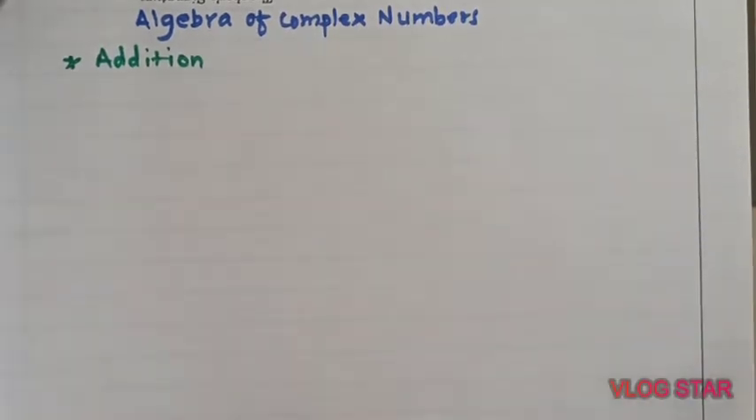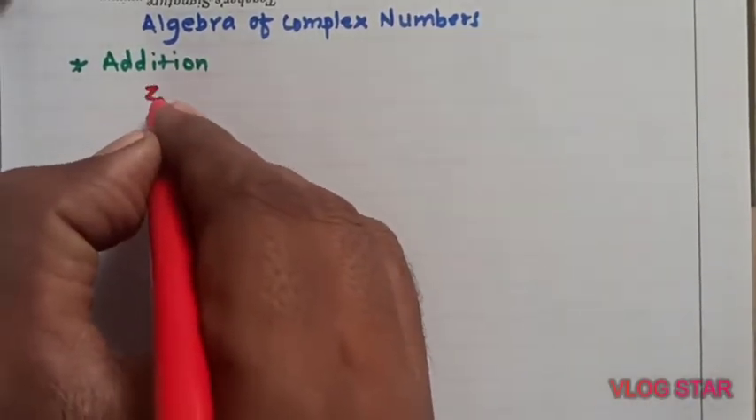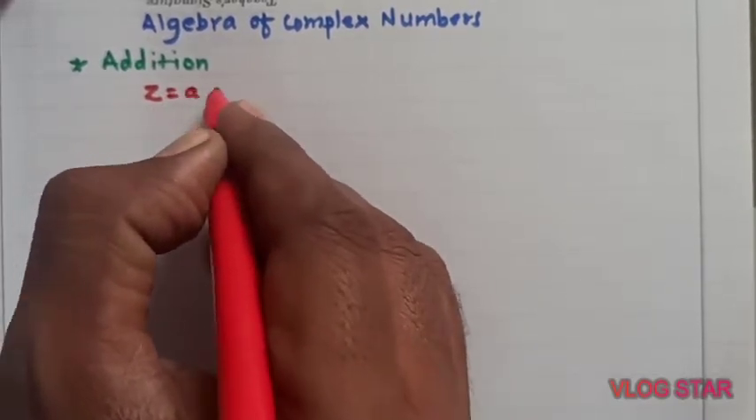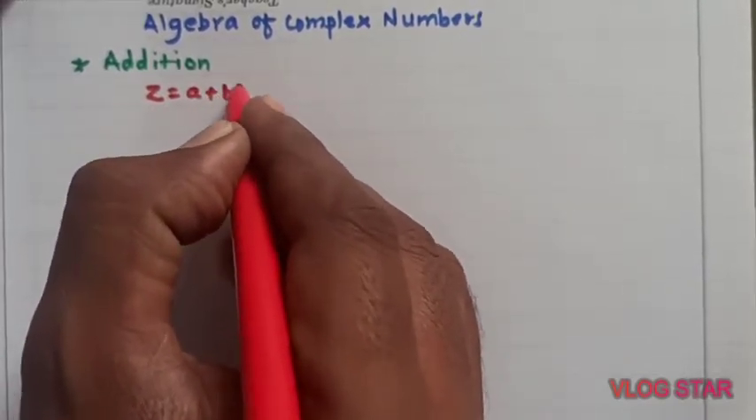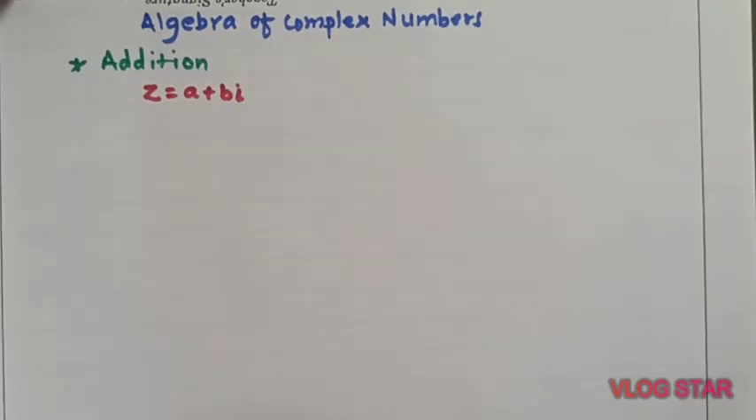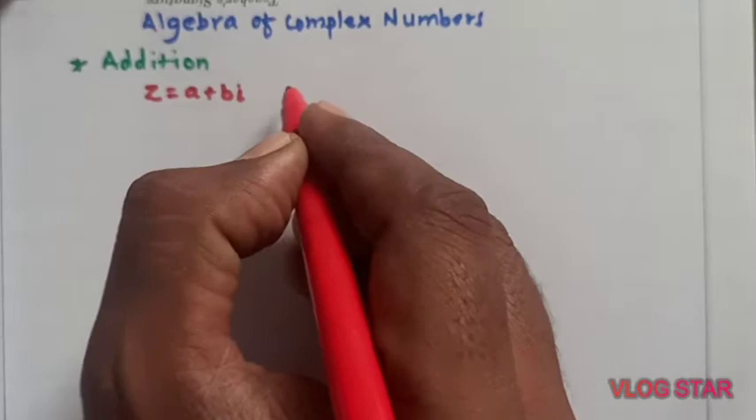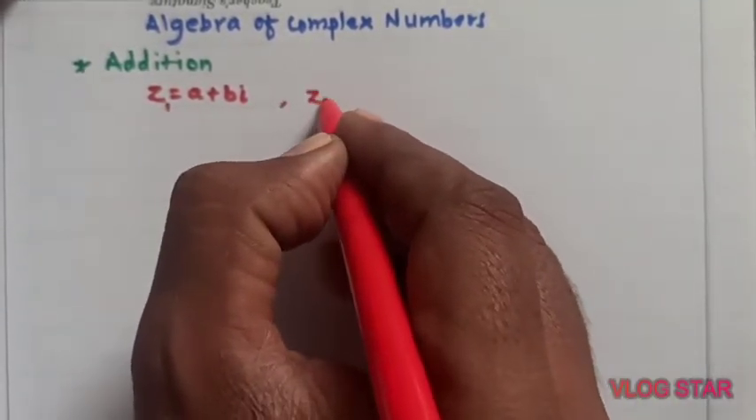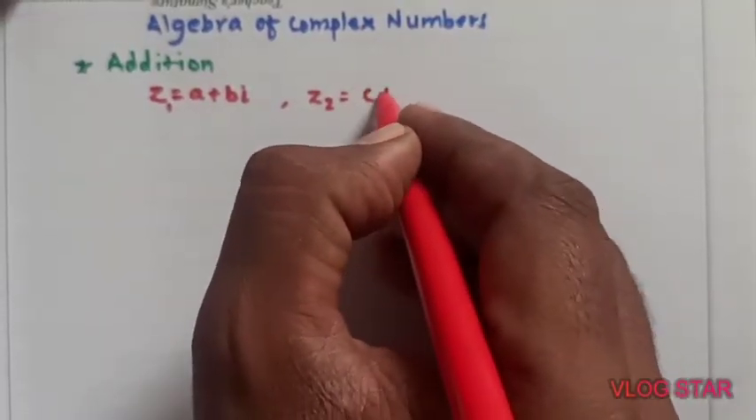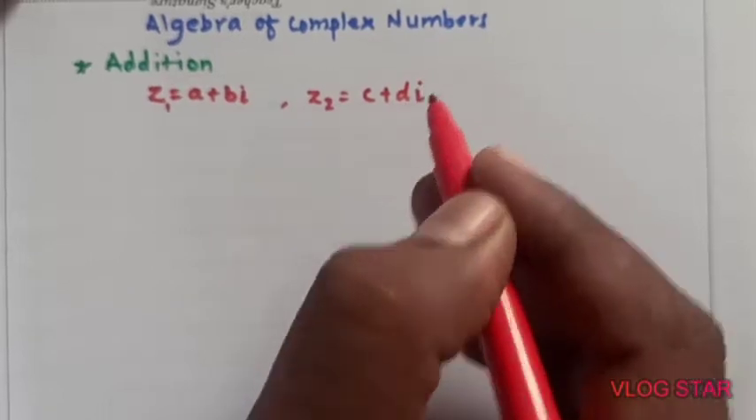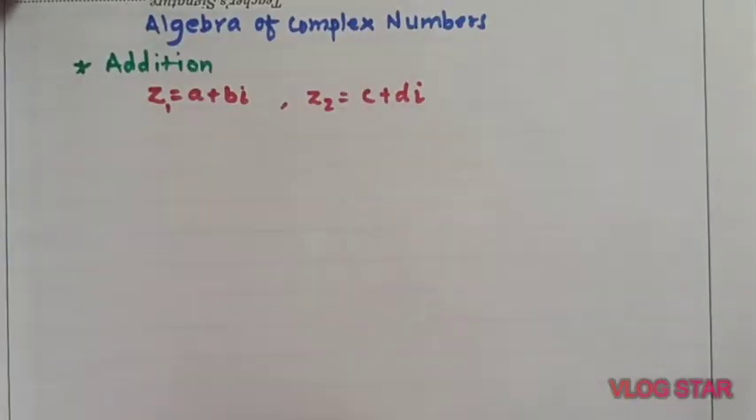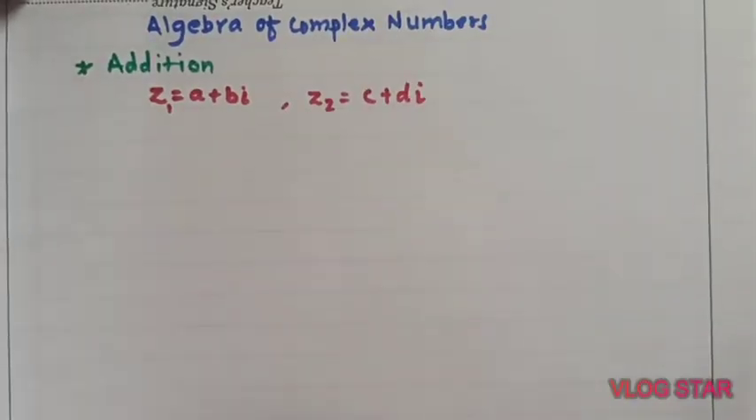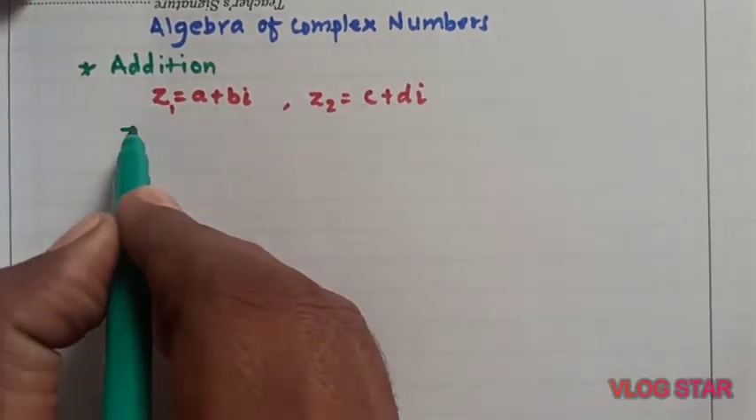You can take any two complex numbers, say z. Normally we write a plus bi, where a and b are real numbers and i is the imaginary iota. The second complex number, suppose this is z1, and the second is z2, then I can take c plus d times i. Now I want to add these two complex numbers. How? Look at the method.